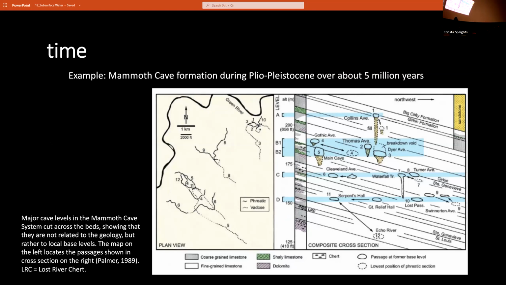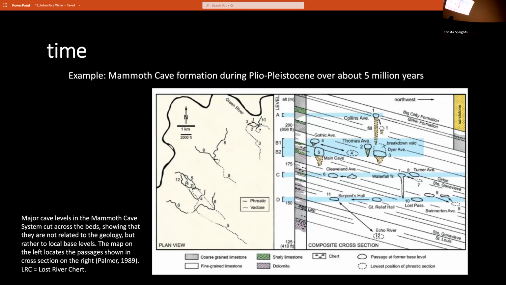This is an example from Mammoth Cave that we will be virtually visiting in a moment. And what we're looking at here is that Mammoth Cave is, for now at least, the longest cave system in the world. There is some pretty significant competition from some caves in Mexico that folks are trying to get. But being the longest cave system with over 420 miles of passage, it's had a long time to develop. And so this has been happening for about the past 5 million years.